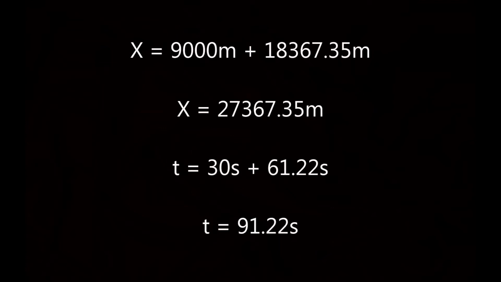18,367.35 meters. After this, we want to add the values we got for the initial period of acceleration and the period of deceleration together. This will give us a final distance of 27,367.35 meters and a final time of 91.22 seconds.